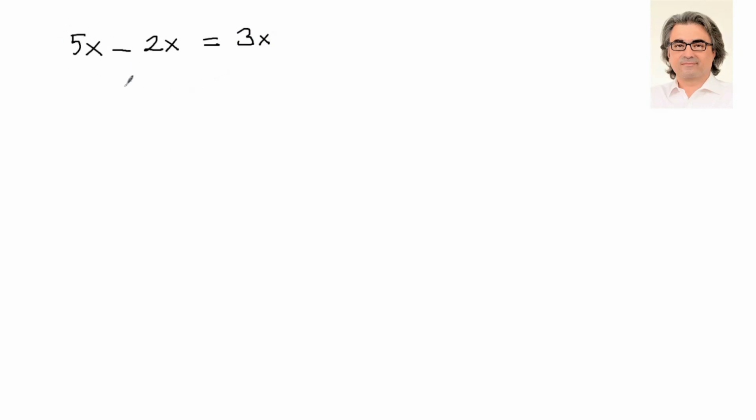So 5x minus 2x is equal to 3x. Very simple algebraic operation here we made. Since we can do this subtraction, 5x and 2x are like terms. Now, this is the first part of our course. Now, let's come to the second part of our lesson.